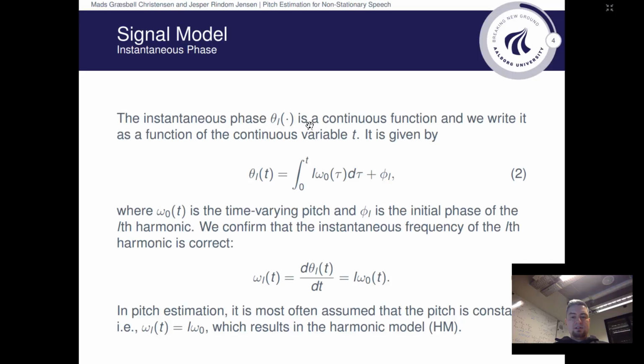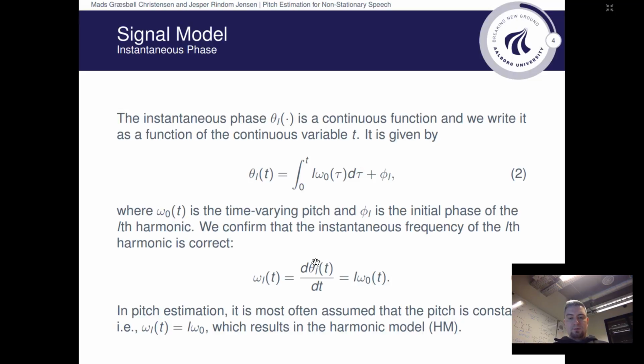This instantaneous phase here is a continuous function, and we here write it as a function of the continuous variable t. It is given by this expression you see here in equation 2, where you have an integral from 0 up to t of l times the omega_0(tau) d tau, and then you have a phase offset here. And so as you can see here, omega_0(tau) is now a time varying function. So this is essentially the function that we're interested in actually retrieving from a speech signal. And this phi_l here is what you call an initial phase of the l'th harmonic.